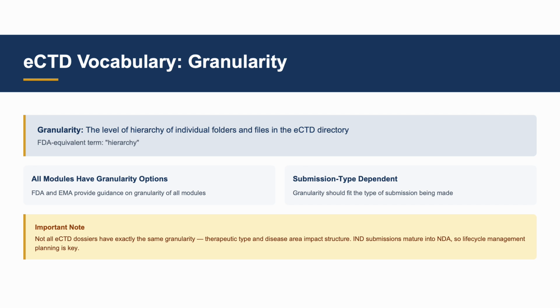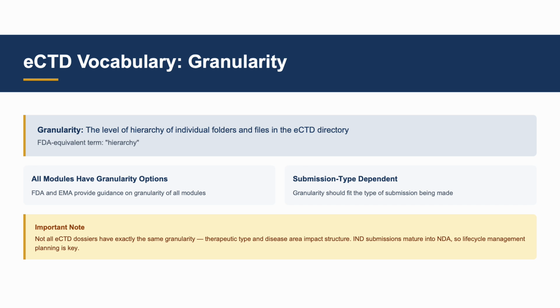Both terms describe the same organizational principle: how deeply nested your folder structure goes and at what level documents are submitted. All 5 modules of the eCTD have granularity options, meaning you have some flexibility in how you organize your documents within the prescribed structure. Both the FDA and EMA provide guidance on appropriate granularity levels for each module, though they may use different terminology to describe these options. One crucial point to understand is that granularity should fit the type of submission you are making. Not all eCTD dossiers have exactly the same structure.